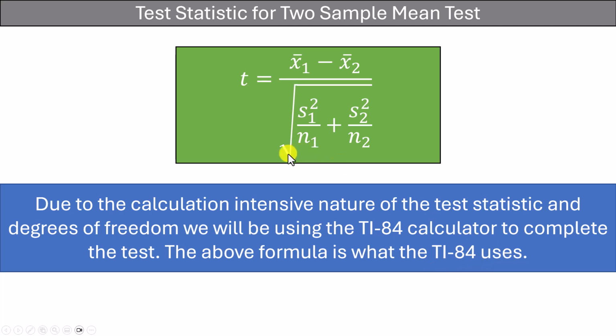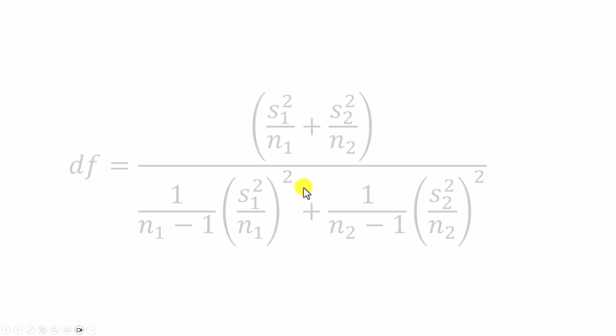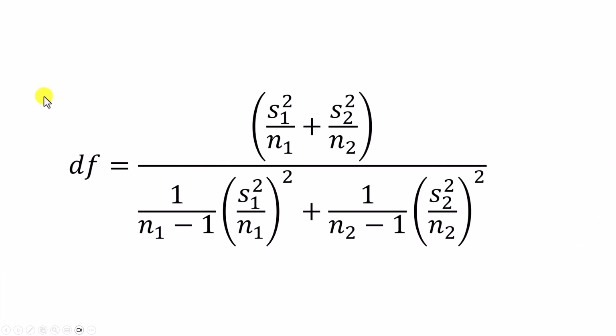In addition to the complexity of the test statistic, the degrees of freedom are actually very complicated. Typically, the degrees of freedom have been the sample size minus 1, but in this case, we actually have two different samples, one for each population. So it turns out to find the degrees of freedom, you would have to use this very complicated formula. So to skip all this, we're going to be using the TI-84 function to complete the test for us.